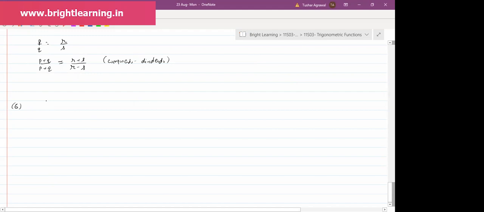Solve this question. Evaluate: 2 times cos x into cos 3x minus 2 times cos 5x into cos 7x minus cos 4x plus cos 12x.